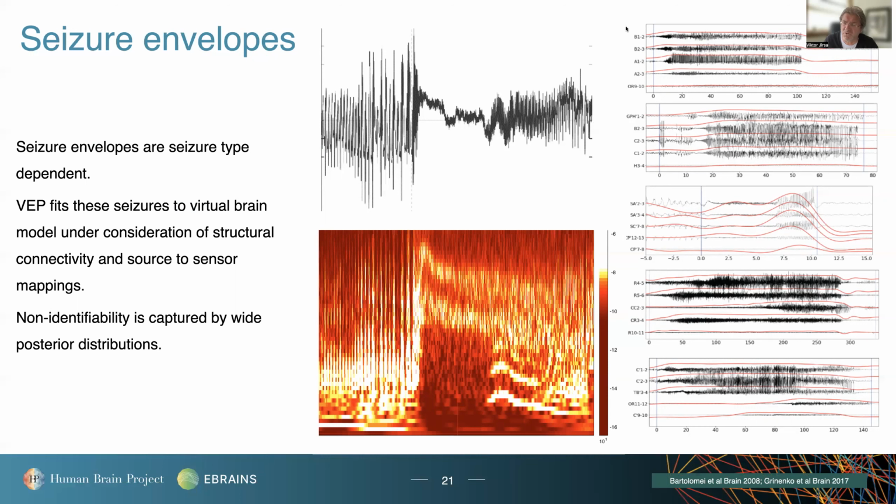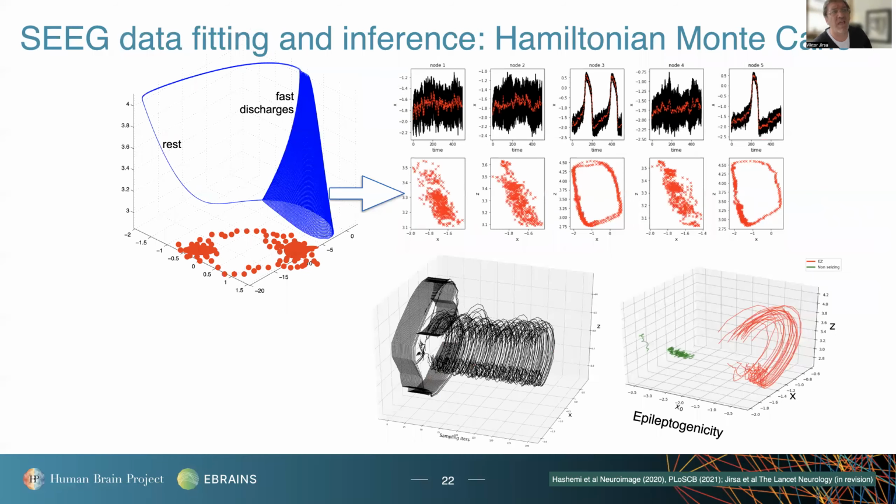For a large variety of seizure types, as you see here, you can compute the seizure envelope. Here you see a frequency-time spectrum for this type of time series, and you see that the fast discharges provide a nice envelope for the evolution of the seizures. We have chosen this as our data feature that we wish to extract and fit.